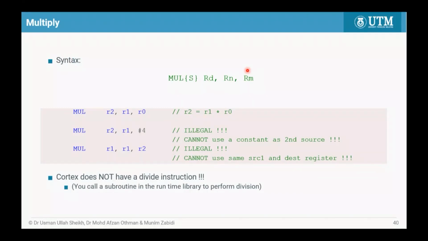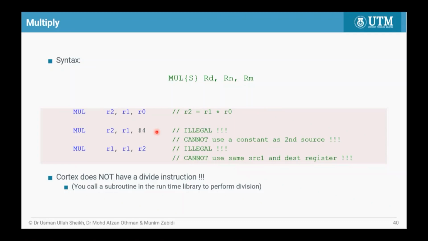So what happened here is R2 equals R1 multiplied with R0, because this is your source and this is the destination. You multiply register by register and put the result in R2. Can I do this one, MUL R2, R1, #4, with the immediate value 4? Can you do that? Cannot. Why cannot? You see here, the syntax is between registers. You cannot use the immediate number. So this instruction is invalid or illegal. You cannot use a constant as your second source.